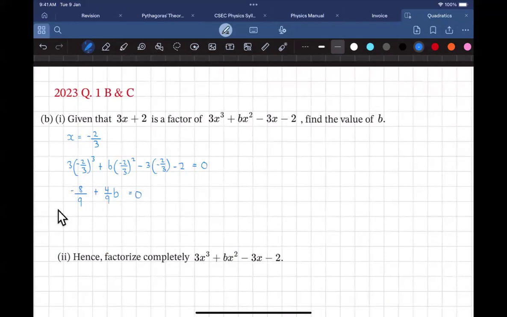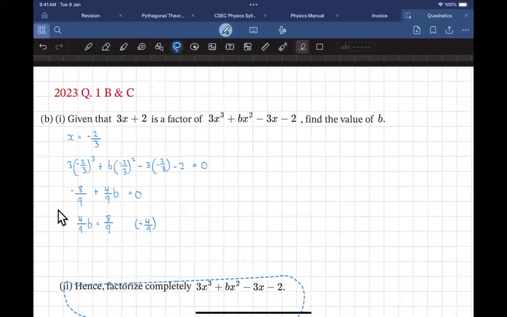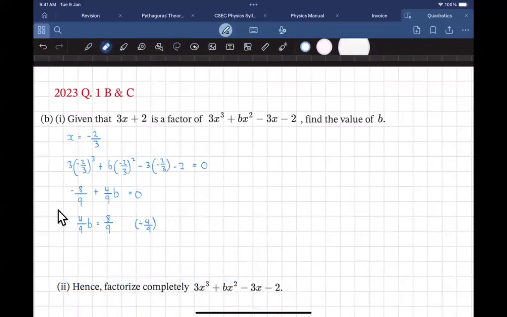You're carrying across the minus 8/9, right, and it will become what? 4/9 b is equal to 8/9. Right? And since you want to find b, you have to divide by 4/9. Correct. Nice, you remember everything. Just small mistakes will catch you. You've come a long way. So b is equal to 8/9 multiplied by 9/4.